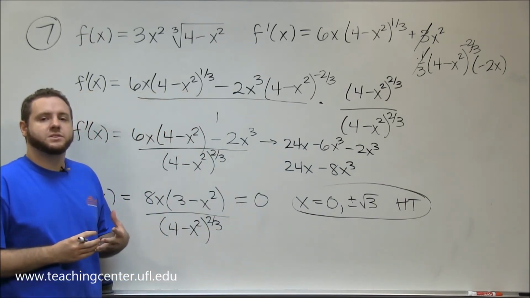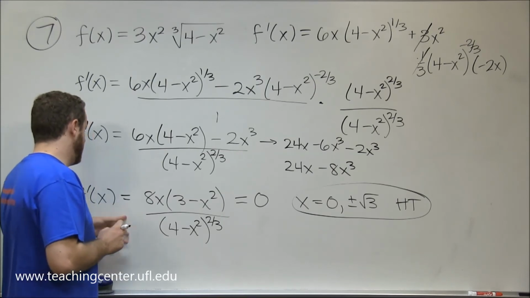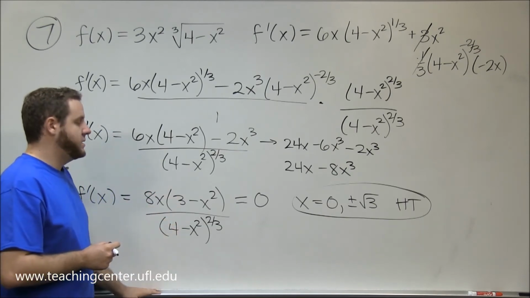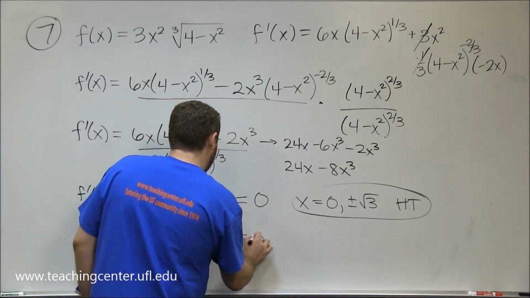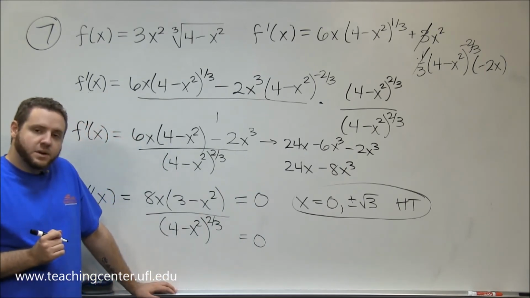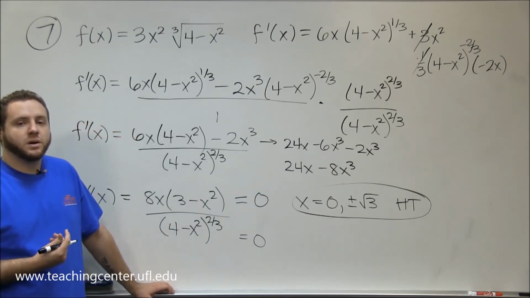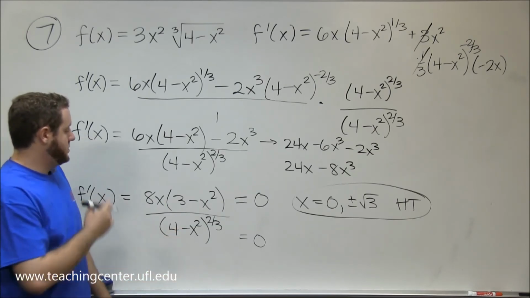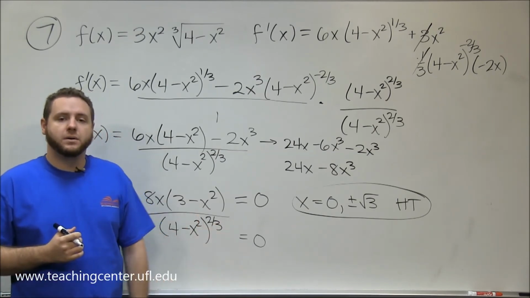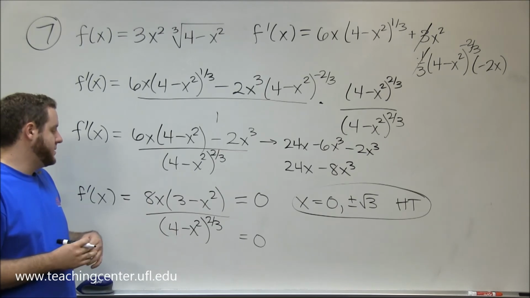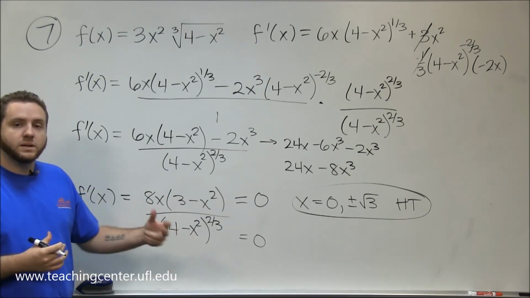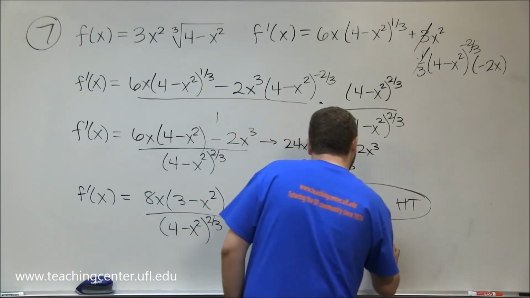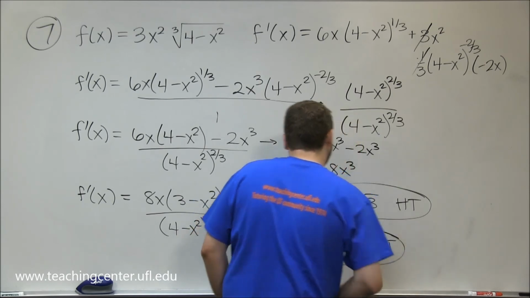We end up with vertical tangents on a function wherever our derivative is undefined. In this case, since we have a fraction, it's very easy for us. Where is our denominator going to be 0? If we set the denominator equal to 0, then we have the x values where our function would have vertical tangent lines. We have 4 minus x squared to the 2/3 power, so when our base is 0, we're going to be 0. So where is 4 minus x squared equal to 0? That's when x is equal to plus or minus 2. And those would be our vertical tangents.